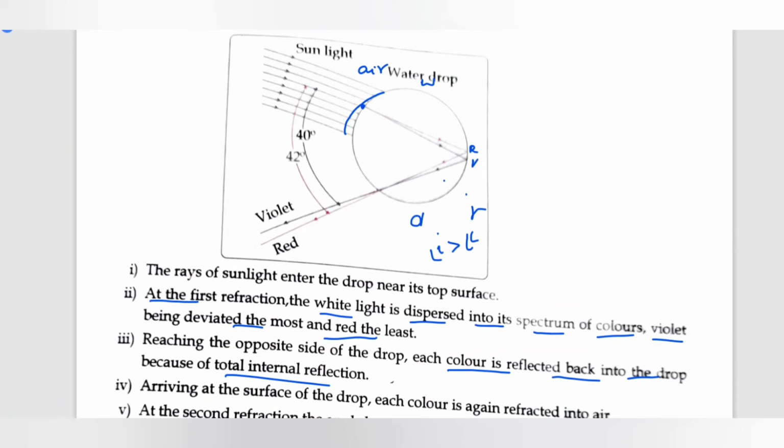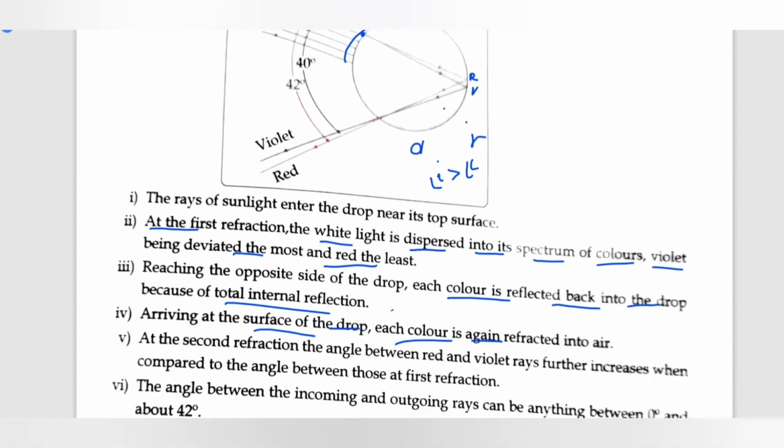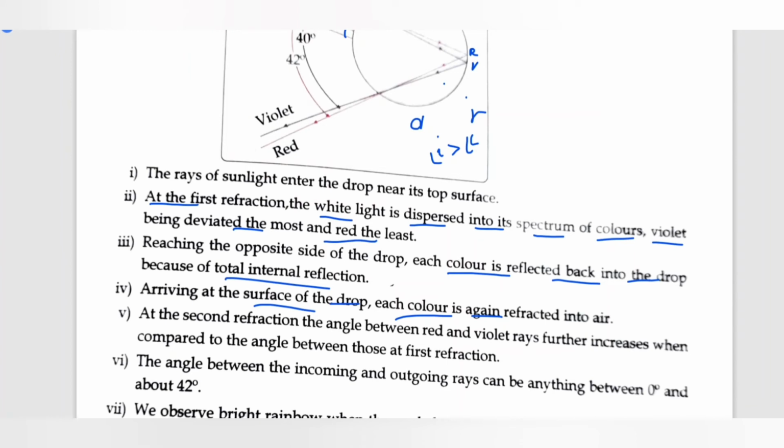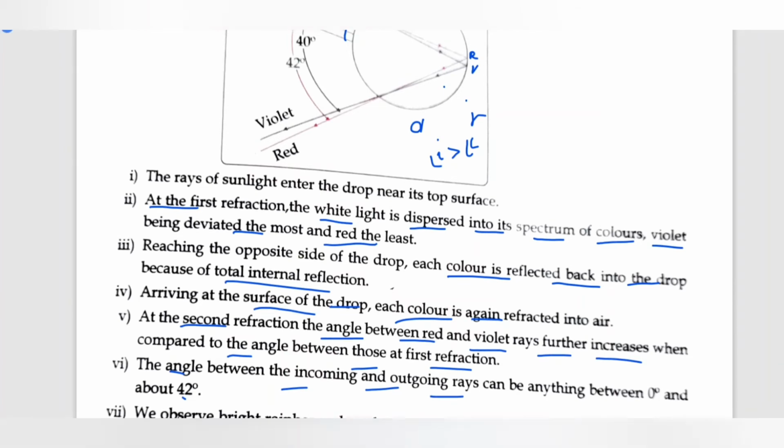Arriving at the other surface of the drop, each color is again refracted into air. So here again refraction is taking place. At second refraction, the angle between red and violet rays further increases when compared to the angle between those at first refraction. So when compared to the first refraction, at second refraction, the angle between violet and red rays goes on increasing. The angle between the incoming rays and outgoing rays can be anything between 0 degrees and 42 degrees.